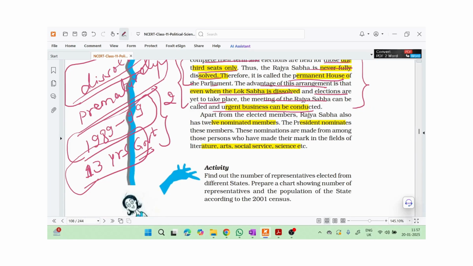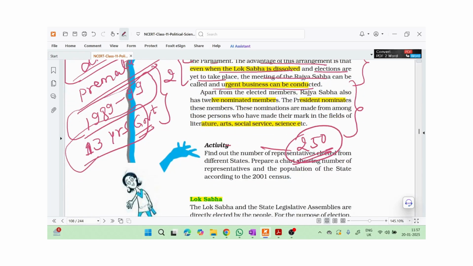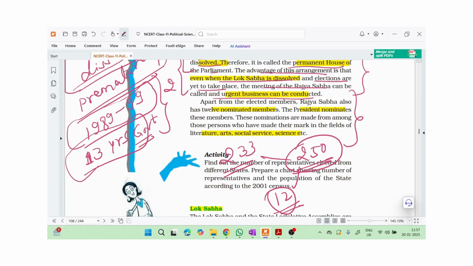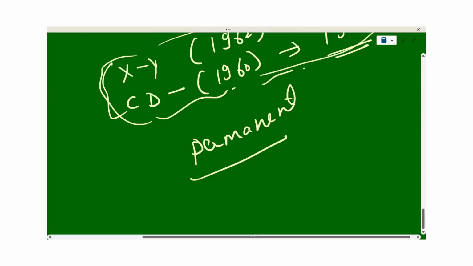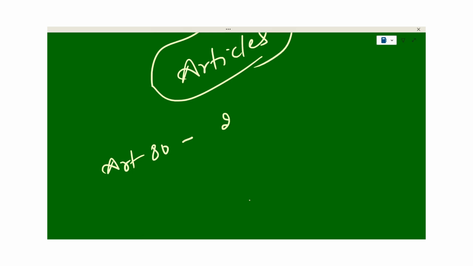Then let's talk about the strength of Rajya Sabha. So all in all, there are 250 members in Rajya Sabha, out of which 233 they are elected by state MLAs, and 12 are nominated by the president, who have made their mark in the fields of literature, art, social service, and sciences. Now let's have a different look at different articles that govern the functions of Rajya Sabha. First, Article 80, which lists the maximum strength of Rajya Sabha at 250.